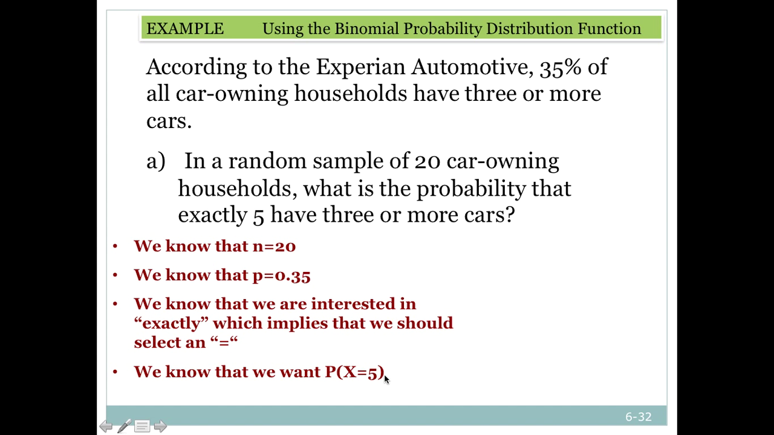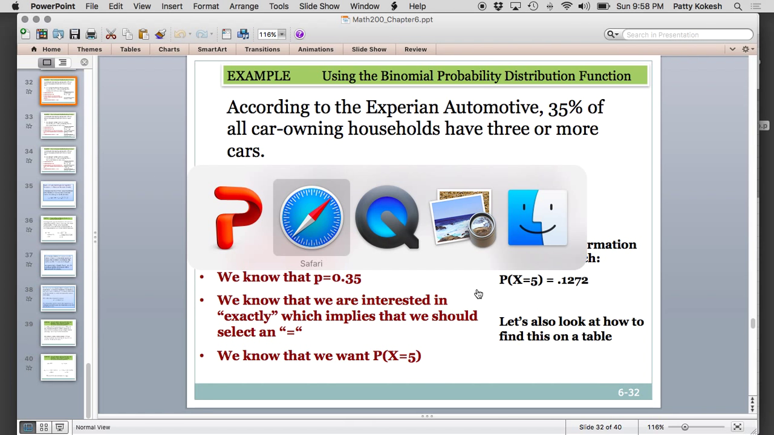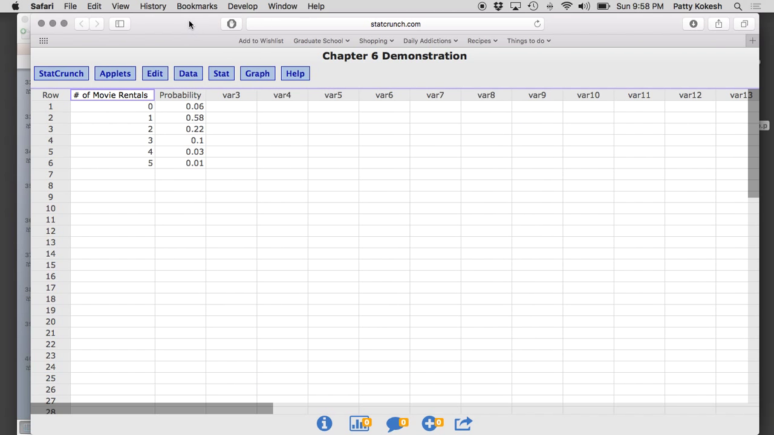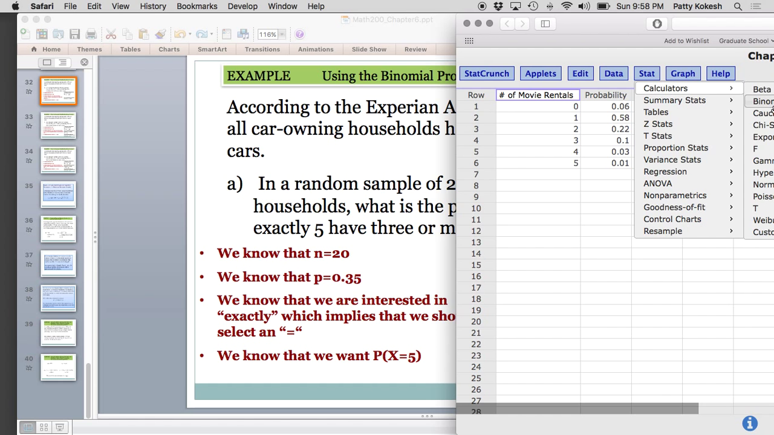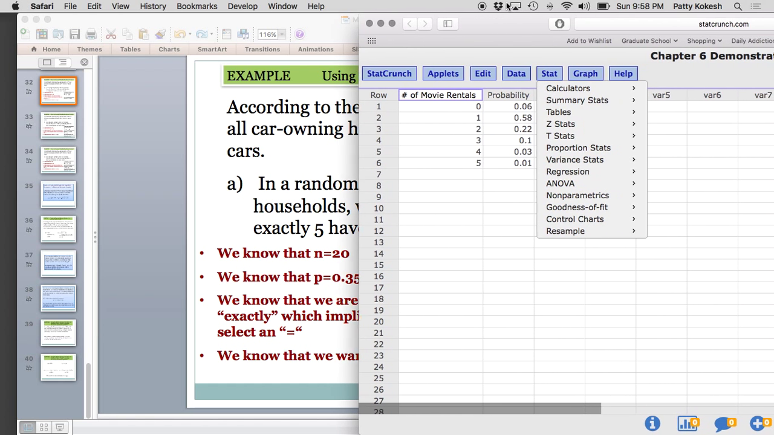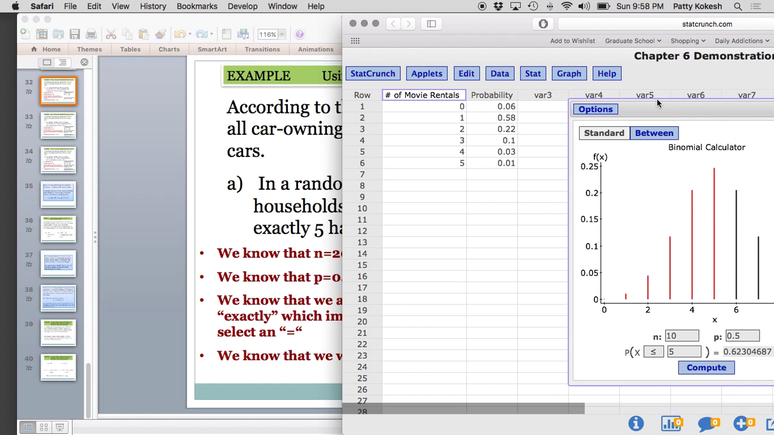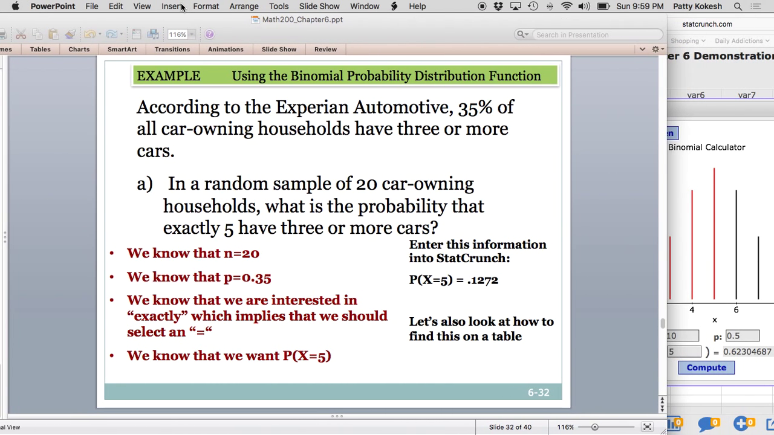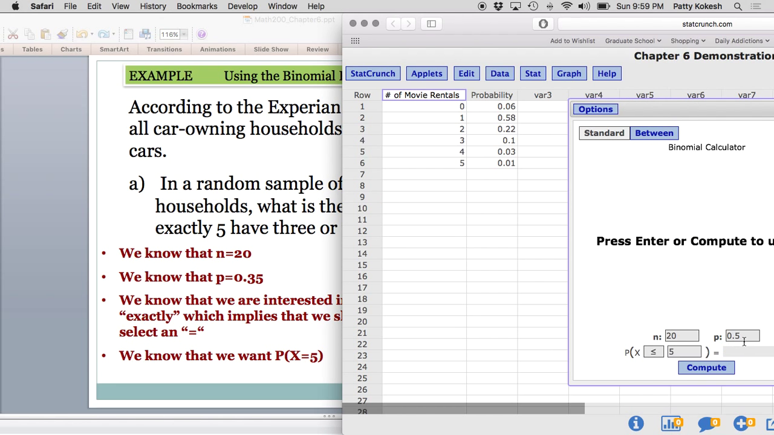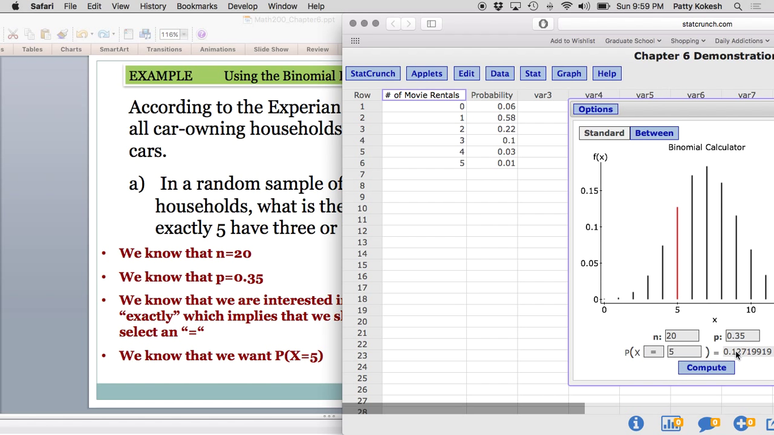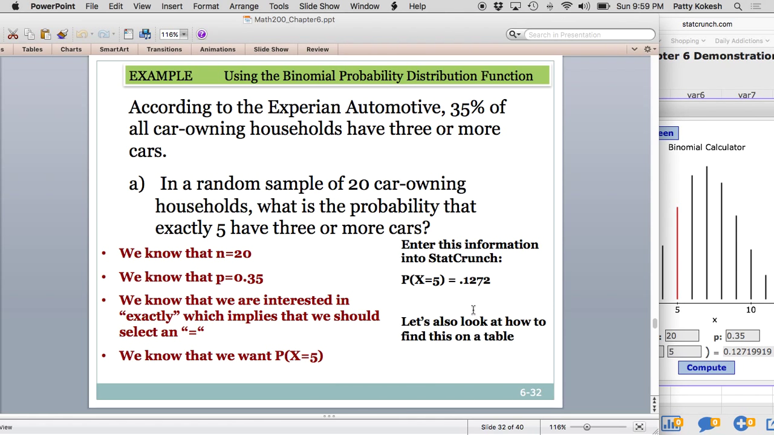So I'm going to pop over to StatCrunch real quick and put in all of this information. Let me move this to the side a little bit. I'm going to go to Stat, Calculators, Binomial, and I apologize, let me scoot this over because it's getting a little cut off. Binomial. I have n equals 20, so I'm going to type that in. I have probability of success of 0.35. And if you look here, I don't want less than or equal to, I just want equal to 5. And the probability that's given right there is 0.1272.